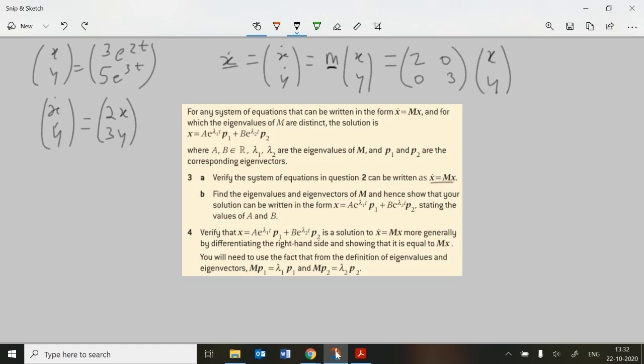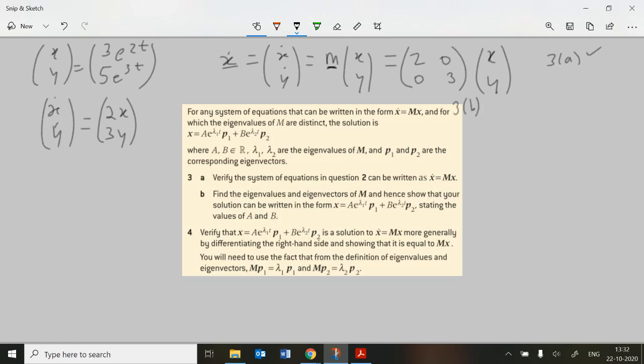Now, so we verified that this can be written like this, and then it says find the eigenvalues and eigenvectors of M, and hence show that your solution can be written in this form here. Okay, so eigenvalues of M, we're going to need to do the technique for that now. So that's 3a done, by the way. So now 3b.